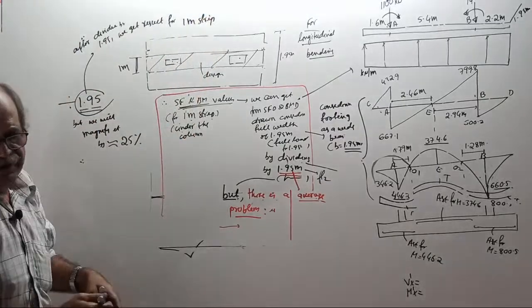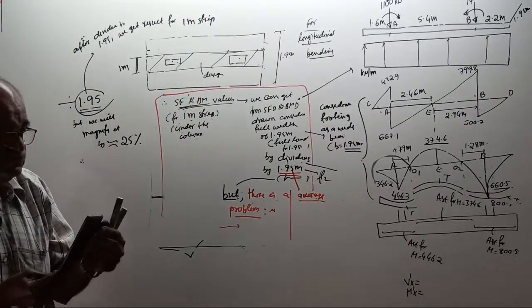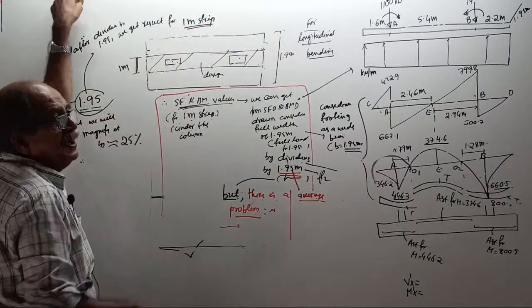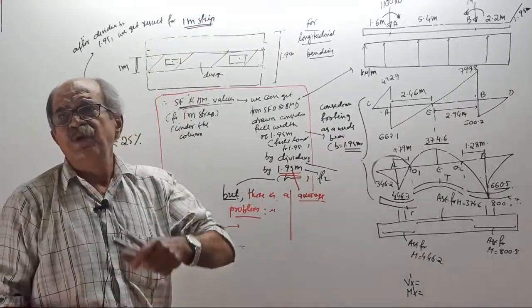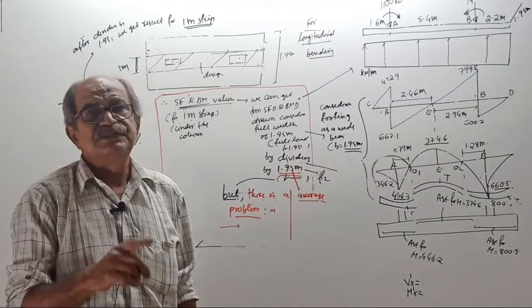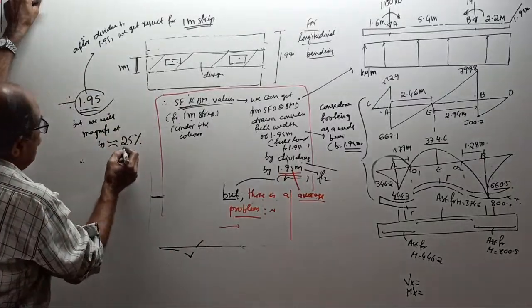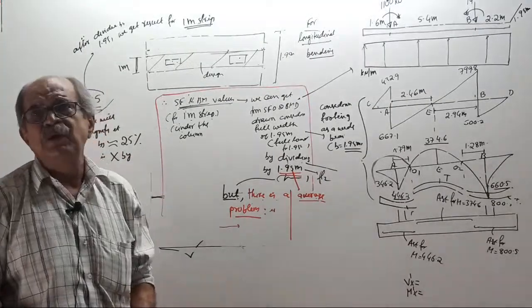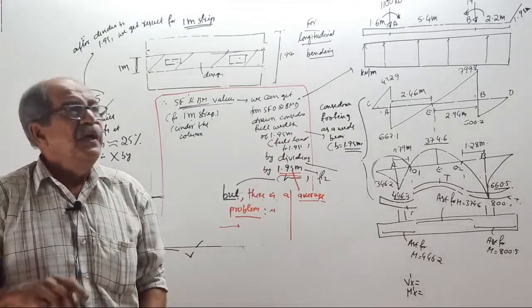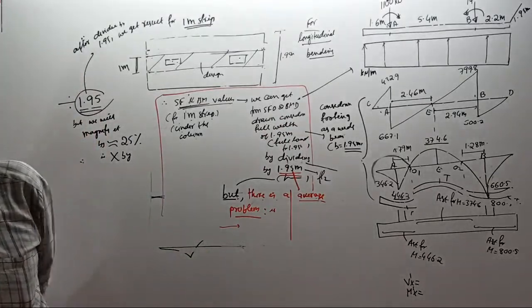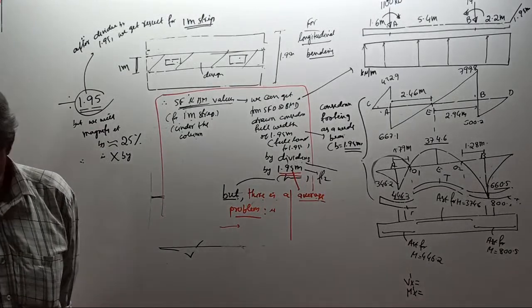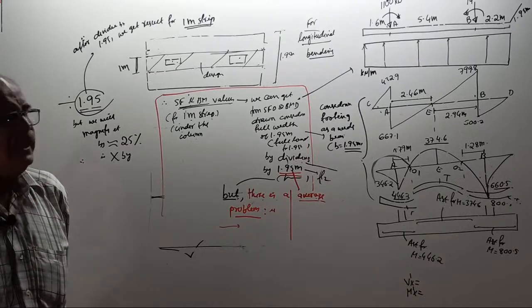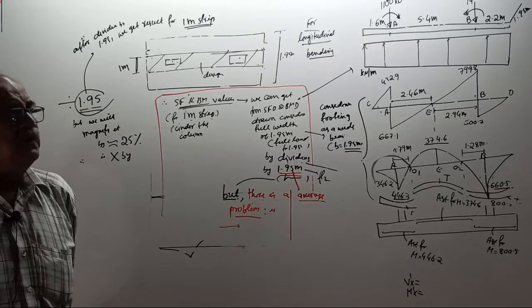Is it visible? What I wrote on the board, visible or not? Okay, visible. We get the result for a 1 meter strip. But actually, because the strip is under the column, it will be slightly more. Therefore, we will multiply by how much? You divide by 1.95 to get per meter strip. Then multiply by how much? I want around 25% more. When I want an increase by 25%, multiply by how much?